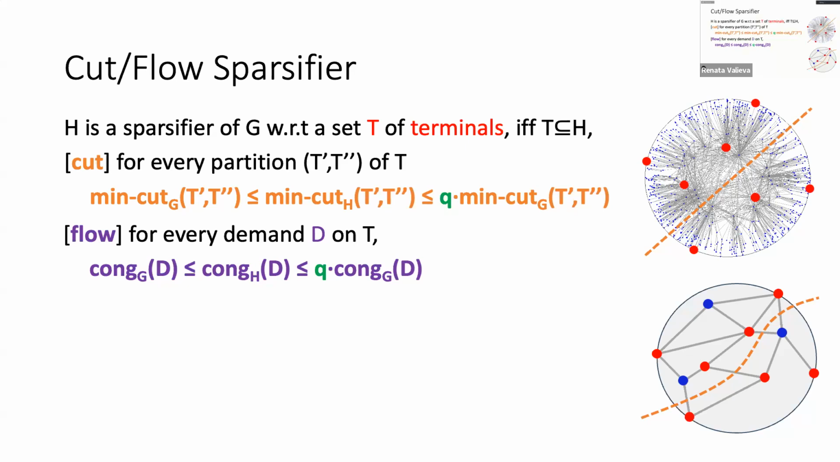Okay. What is a demand? A demand is just: I want to route 1 unit from here to here, 2 from here to here, 3 from here to here, 4 from here. This is just a demand. And what is a flow routing the demand? It's really a flow that sends 1 unit from here to here, 2 from here, 3, 4. It's a flow. Okay. So what is the congestion of routing the demand?